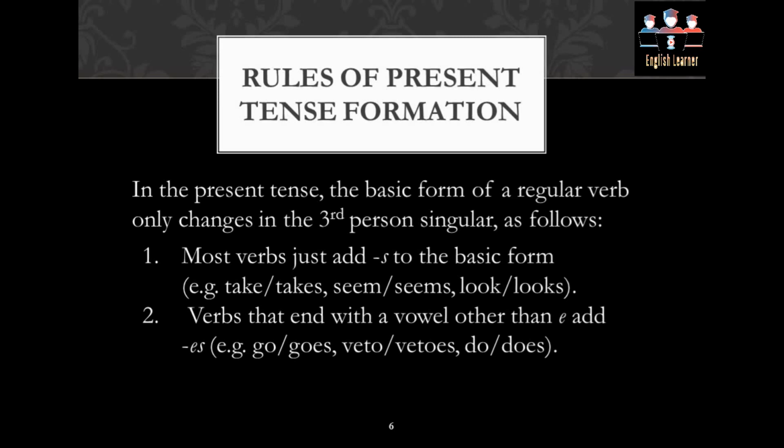For example, take will become takes after adding s at the end of it. Seem will become seems. Look will become looks. Rule number 2. Verbs that end with a vowel other than e add es. Go will become goes by simply adding es. Veto will become vetoes. Do will become does.